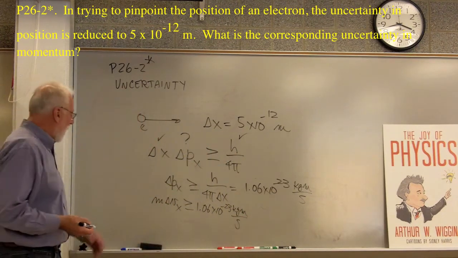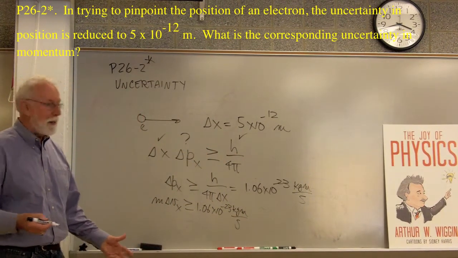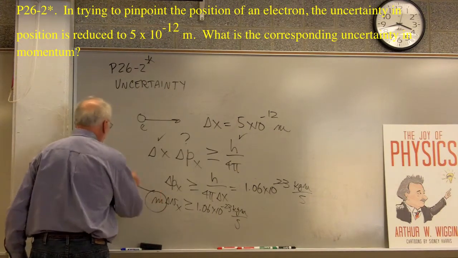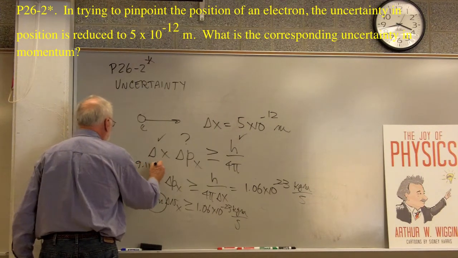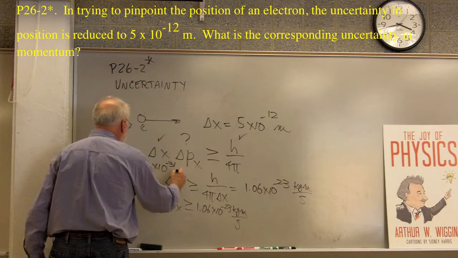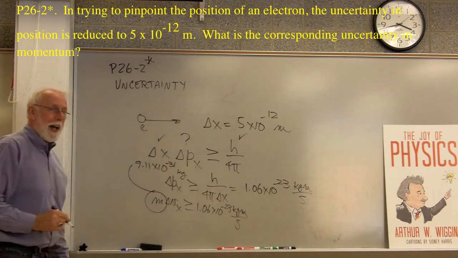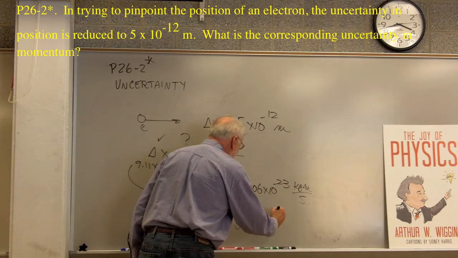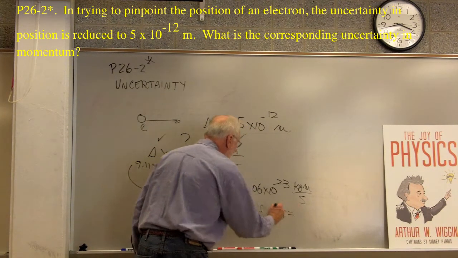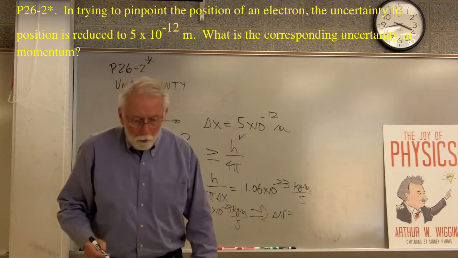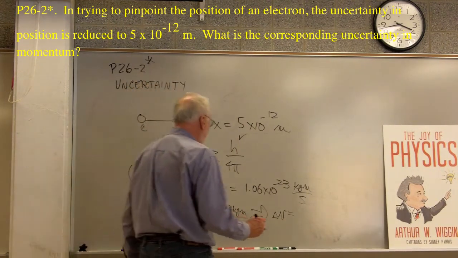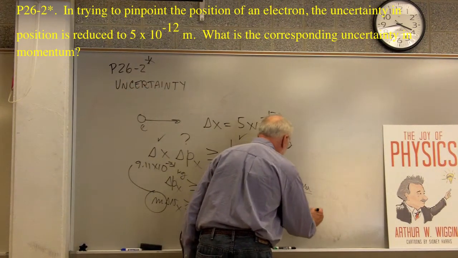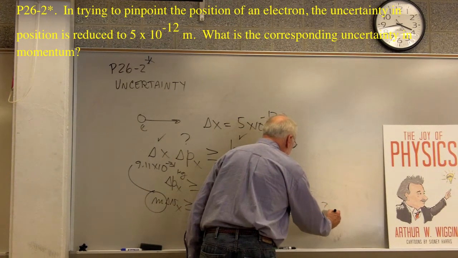Does that help us much? Well, yeah, because we happen to know what the mass of an electron is. The mass of an electron, we know, is 9.11 times 10 to the minus 31 kilograms. So if we put that in, this tells us what our uncertainty in velocity is. And here it is. Delta v is 1.16 times 10 to the 7 meters per second.